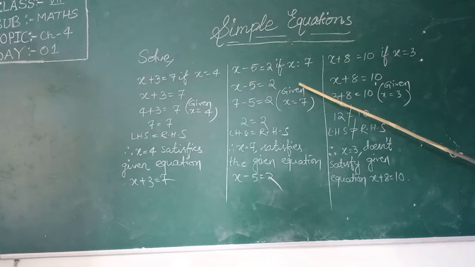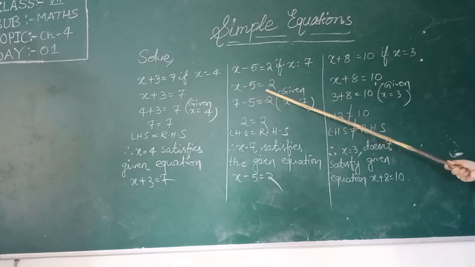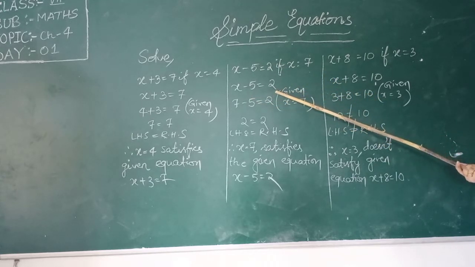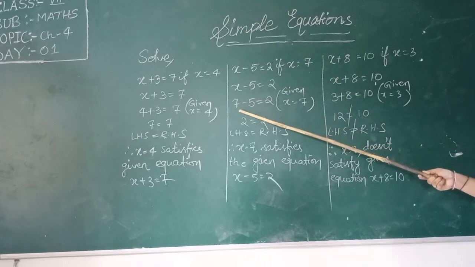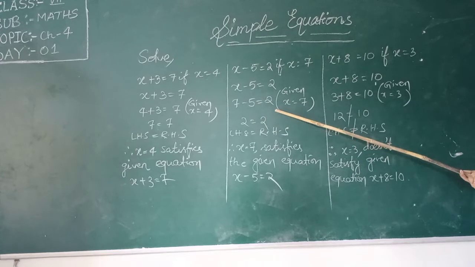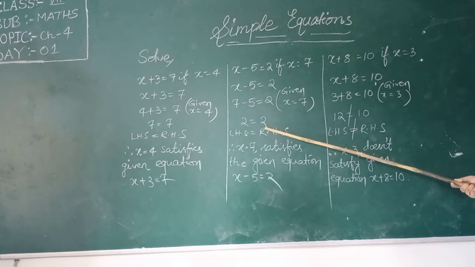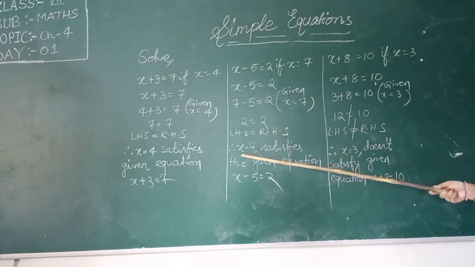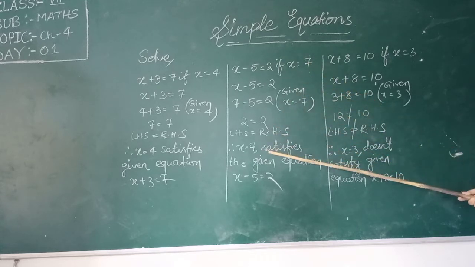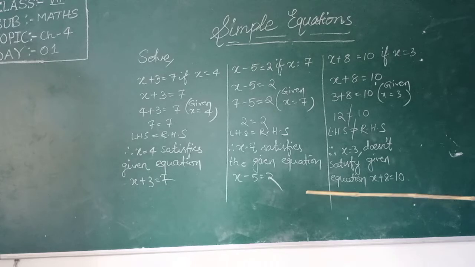See another example, x minus 5 is equal to 2, if x is equal to 7 is given. The given equation is x minus 5 is equal to 2. What is x given? x is given as 7. So in place of x substitute 7. 7 minus 5 is equal to 2. What is 7 minus 5? 2. So 2 is equal to 2. So here also we got LHS and RHS equal. Therefore x is equal to 7 satisfies the given equation x minus 5 is equal to 2.